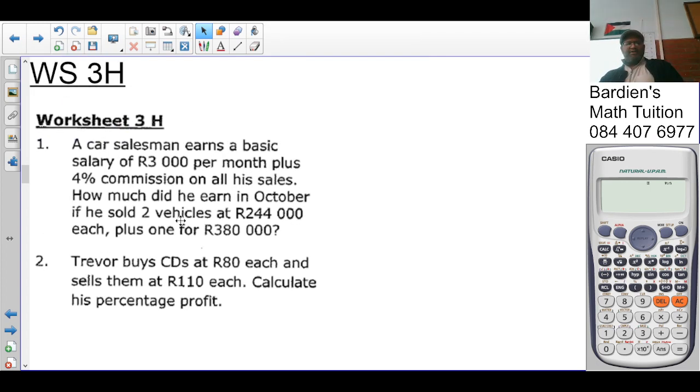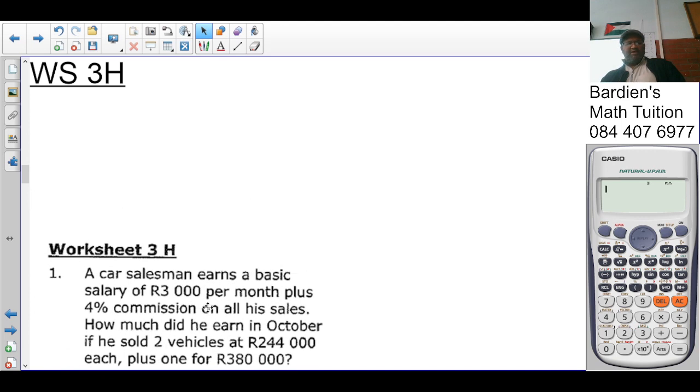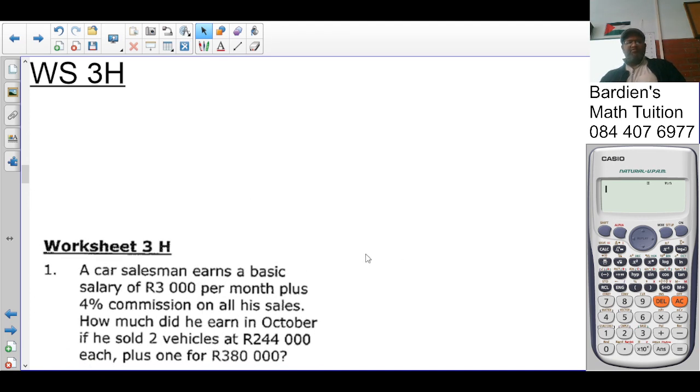So we are told that the car salesman earns a basic salary of 3,000 Rand per month plus 4% commission on his sales. How much did he earn in October? If he sold 2 vehicles at 244,000 Rand plus 1 at 380,000 Rand. So he totally sold 3 cars. Not so. So we must look at his total sales.